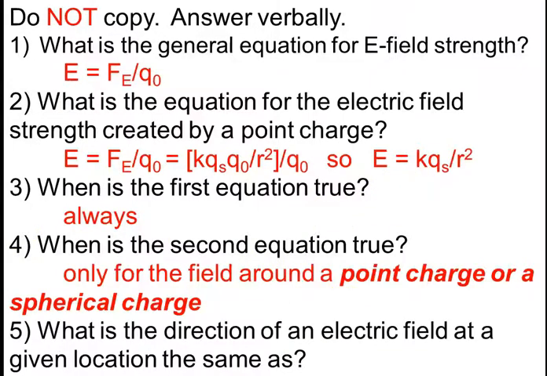What is the direction of an electric field at a given location the same as? Pause the video. How do we define the direction of the electric field? I'll give you a hint. The electric field points in the same direction as something else, as something gets pushed. So the electric field is in the same direction as a positive charge gets pushed, or a negative charge. We could have picked it either way, but we picked a positive. So it's the same direction as a positive charge at that location would be pushed.